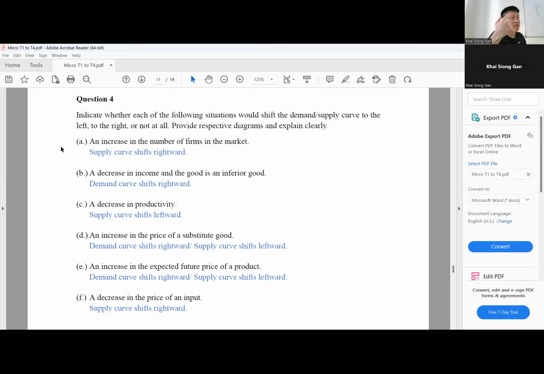Okay, and question 6 over here. Okay, this one you refer to the notes because here is just some keywords. Explain the difference between a change in demand. A change in demand is price factor or non-price factor? Change in demand. Non-price factor, very good. And change in quantity demanded.